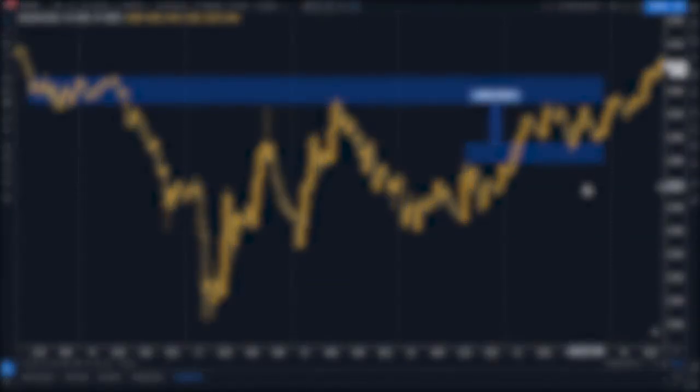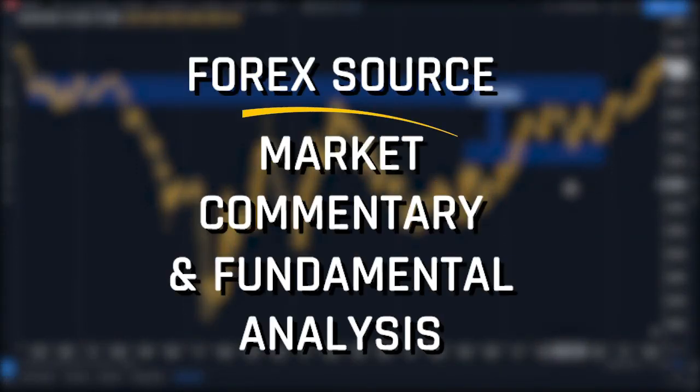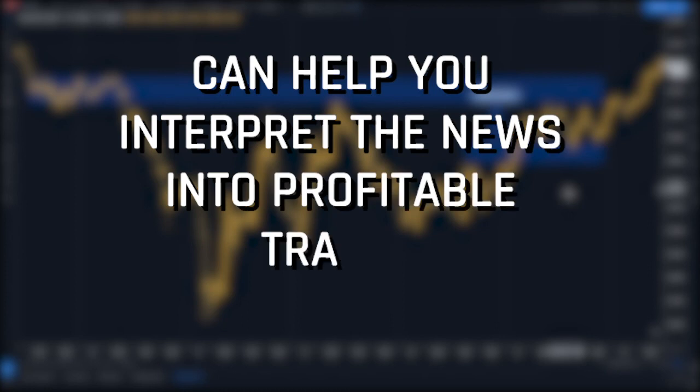Now, it's important to realize that the focus of these trade examples is not to showcase any particular strategy of where to enter and where to exit, but rather to show you how our commentary and analysis can help you to interpret news, interpret fundamental analysis, and turn that into profitable trades like this one.